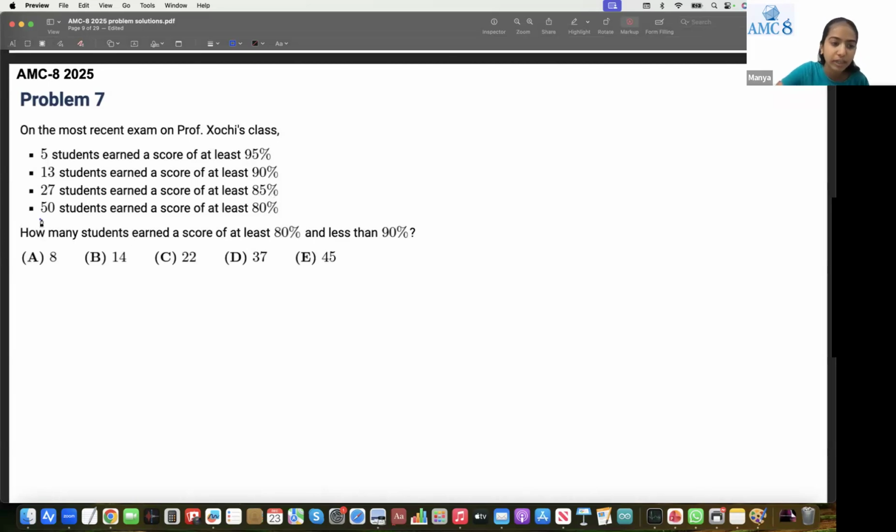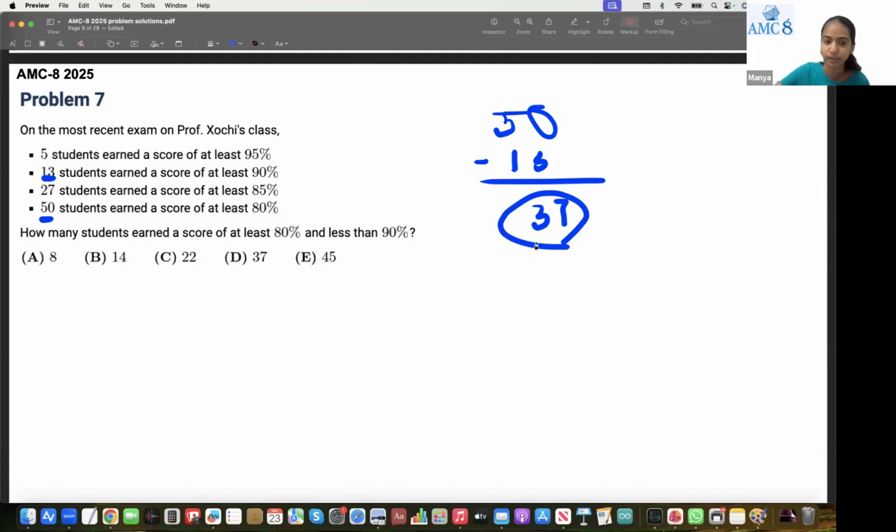So we know that 50 students earned a score of at least 80%. And we also know that 13 students earned a score of at least 90%. Well, how many students are in between those two percentages? So we would simply do 50 minus 13, which is equal to 37. And that would just be our final answer choice, D.